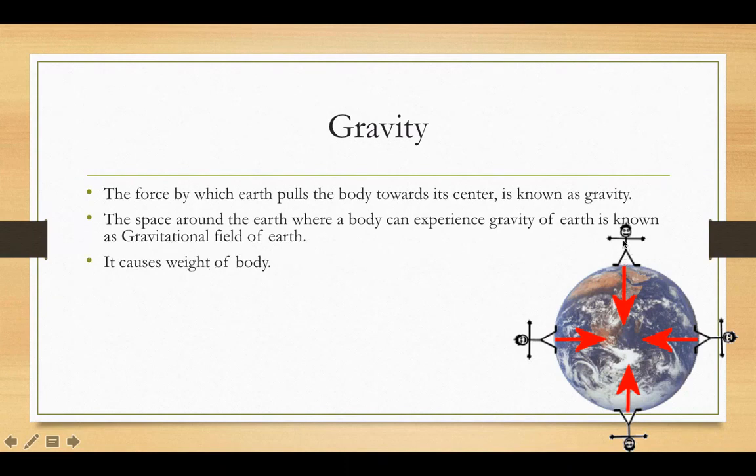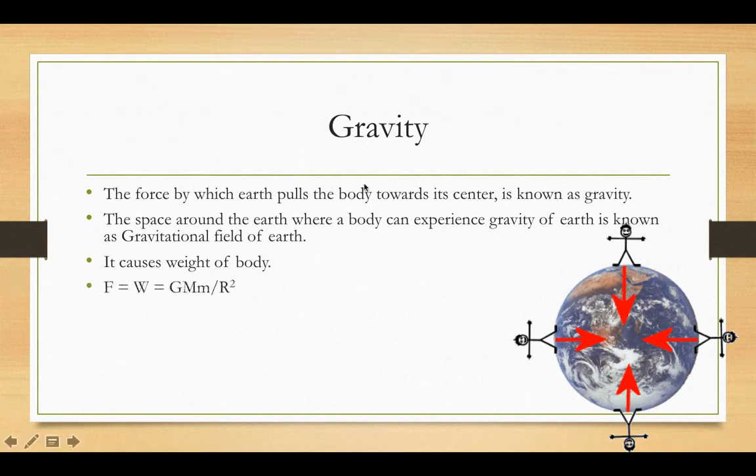And because of gravity, we have weight. Every object is pulled by earth towards its center, and because of that gravity, every object has weight on the earth. But if the body is taken to space, it will not have weight. Why? Because there is no gravity.